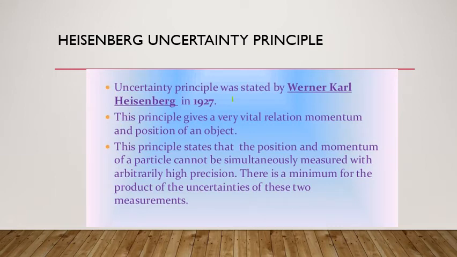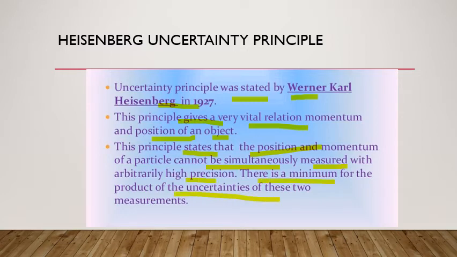So the uncertainty principle, stated by Werner Karl Heisenberg in 1927, gives a very vital relationship between the momentum and the position of an object. This principle states that position and momentum cannot be simultaneously measured with high accuracy or precision. There is a minimum for the product of the uncertainties of these two measurements. There is always an uncertainty, and we look at their uncertainty product. There should always be a value that comes up.